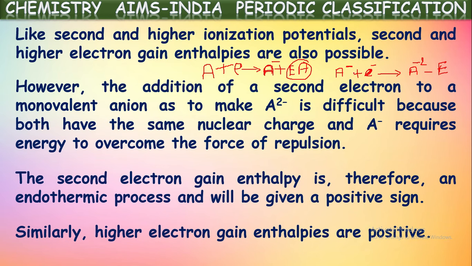Similarly, higher electron gain enthalpy is also not only the second one. Second and higher electron gain enthalpies are all endothermic because they need energy for holding these incoming electrons, to overcome the repulsions between the already existing electrons and incoming electrons. Only in the case of the first electron affinity, a certain amount of energy is released. In all other cases, higher electron gain enthalpies, energy is absorbed.